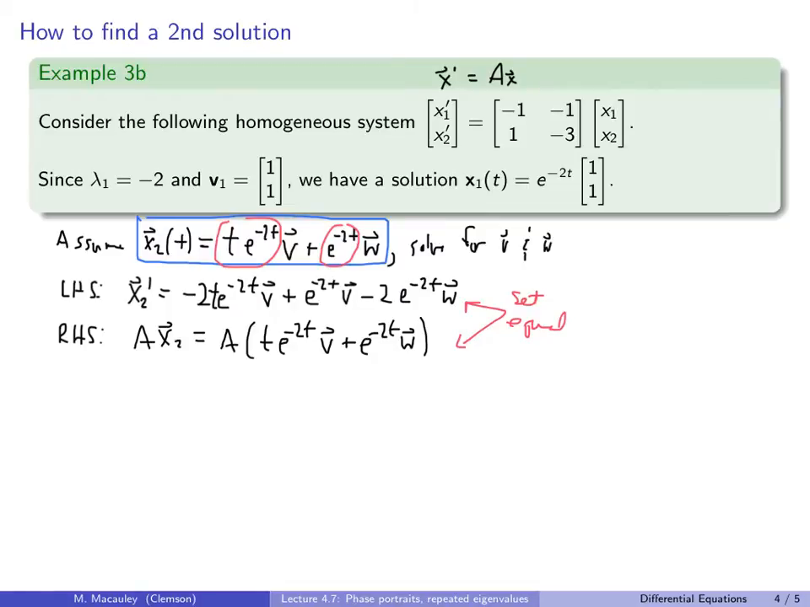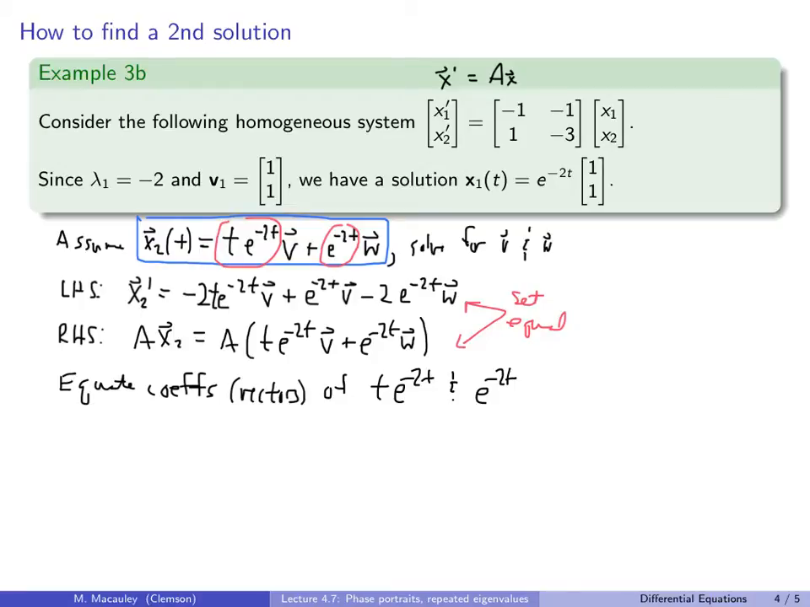So let's write this down. Let's equate coefficients, which are really vectors, because coefficients might have a v or a w in it. So equate coefficients of t e to the minus 2t and just e to the minus 2t.